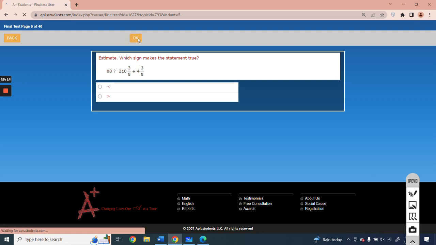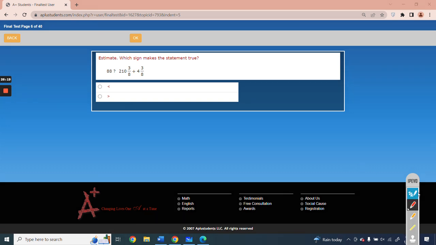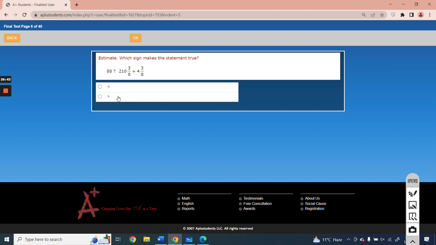Okay, the next one is estimate. You have to estimate both the numbers. 210 divided by 5, so you can estimate 210 to 200, because 200 is completely divisible by 4. Got it? So it would be 200 divided by 4 is 50. You have to compare 88 and 50. So 88 is greater than 50. Got it? The correct option is greater than. So the correct option is greater. Just select the correct option and click on the OK button.